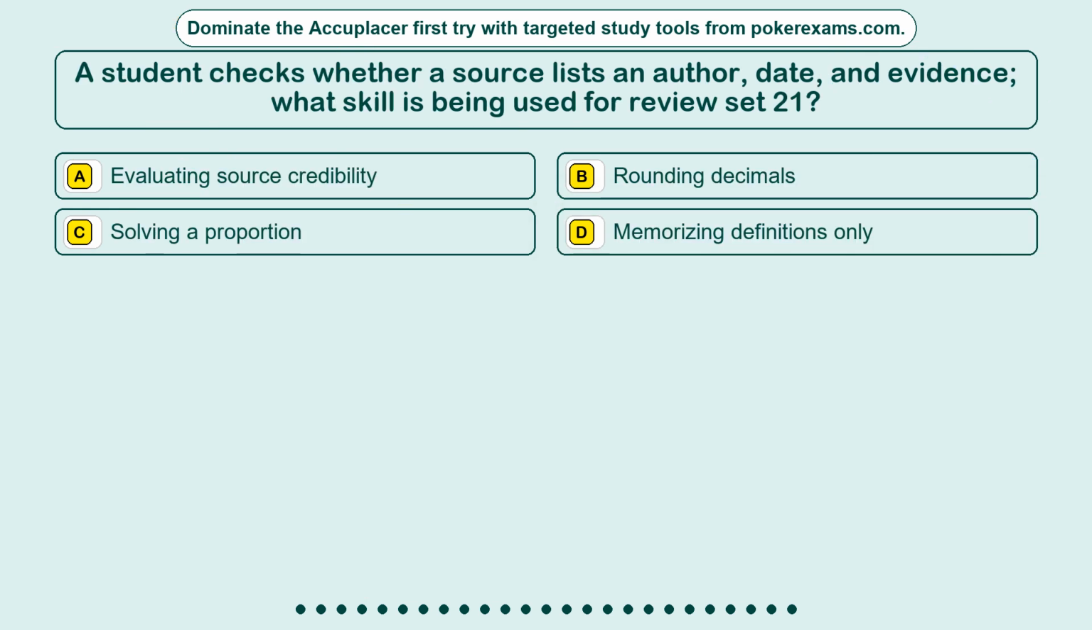Question 25. A student checks whether a source lists an author, date, and evidence. What skill is being used for review set 21? Option A, evaluating source credibility. Option B, rounding decimals. Option C, solving a proportion. Option D, memorizing definitions only.